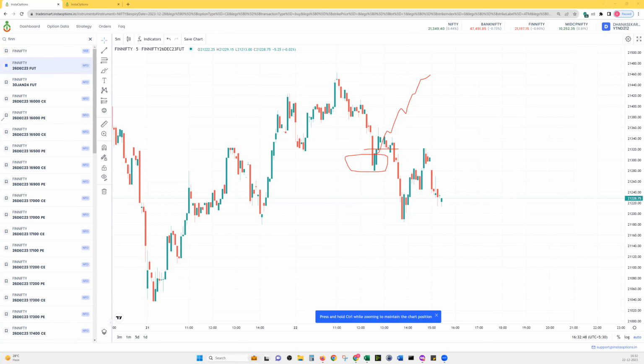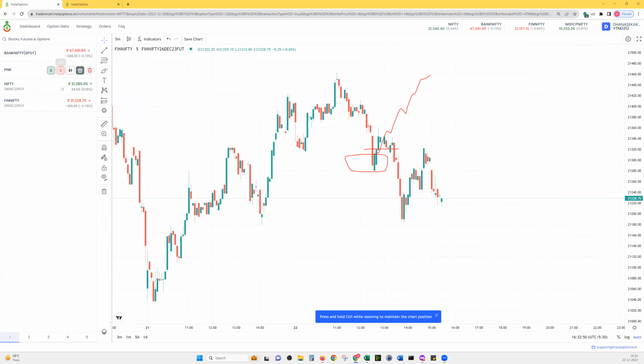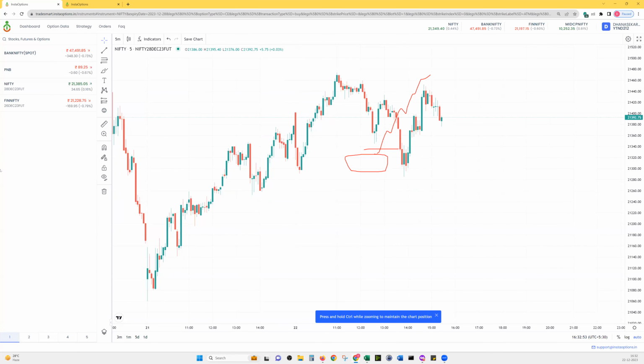Now, in the case of Nifty, let me go ahead and examine what happens. In Nifty, you can see the market turned red over here. If you had taken a trade on the bearish side, you would have been hit by the stop loss. Even if you take a trade over here, it would have cleared the stop loss.